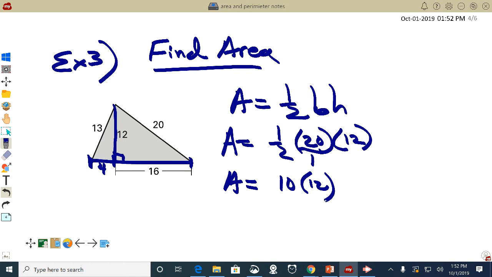So the area then, watch this, is going to be 120, in this case, square units. If all these measurements were feet, then it'd be square feet. If all these measurements were inches, then it'd be square inches. But in this case, it's just a generic term, square units.